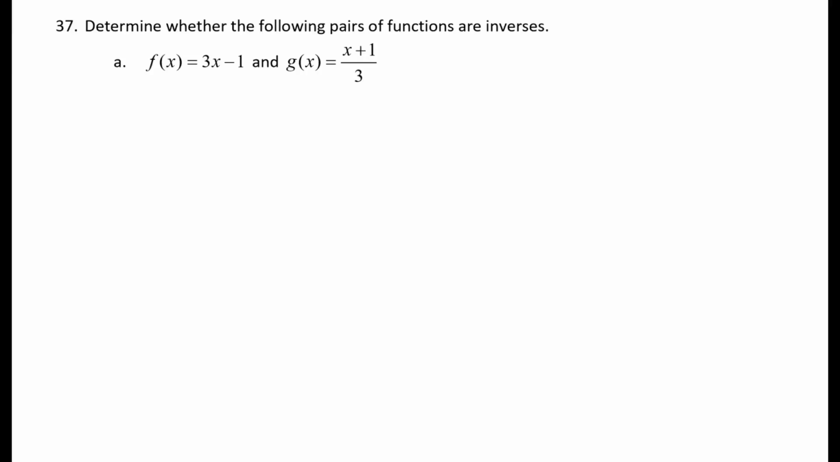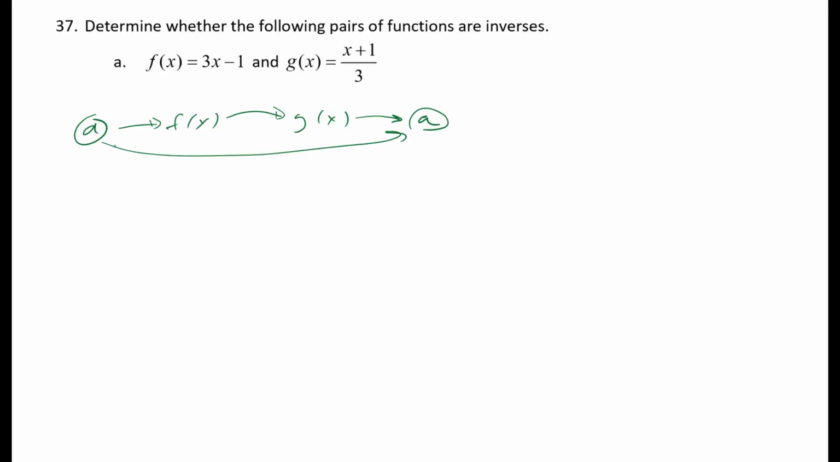Okay, 37, determine whether the following pairs of functions are inverses. I'm just going to do part A here, and you can use the same process and check the answer key for part B. So the idea here is if two functions are inverses, I should be able to take an input A, put it into f of x, then take the output of f of x and put it into g of x, and then if A comes back, then we know it undid.